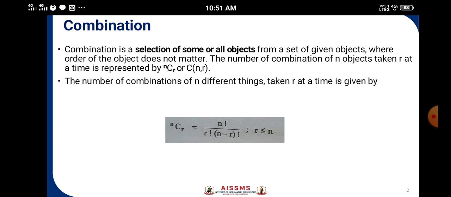The number of combinations of n different things taken r at a time is given by nCr equal to n factorial upon r factorial in the bracket n minus r factorial, where n is greater than or equal to r.